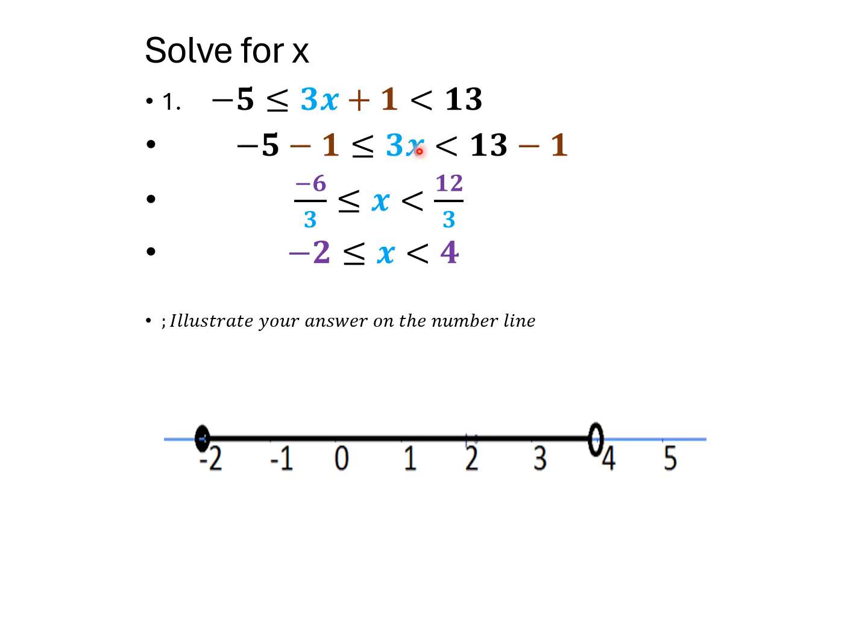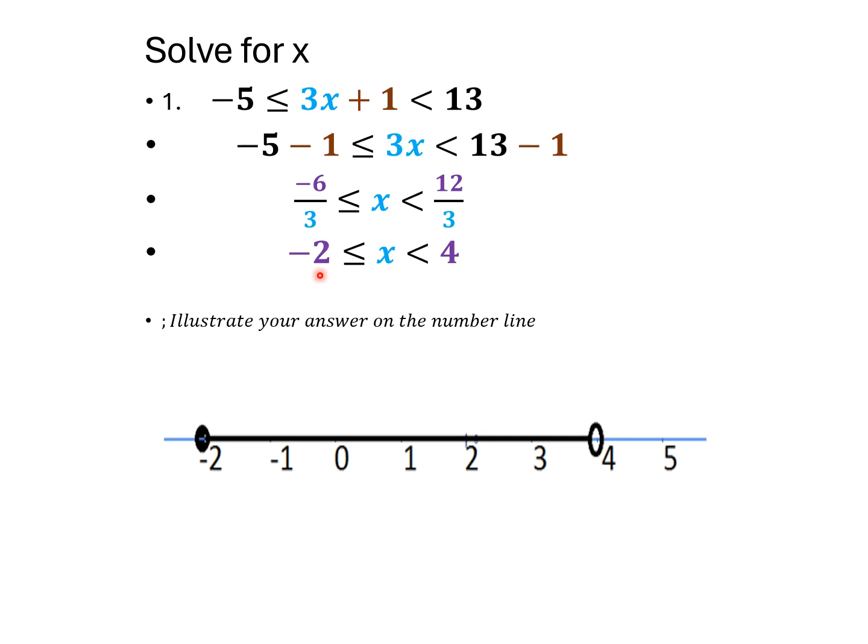Right, so how do I get rid of multiplication? I use division. So minus 5 minus 1 is minus 6 divided by 3. 13 minus 1 gives me 12 divided by 3. So now I'm left with x in the middle. 12 divided by 3 would give me 4. Minus 6 divided by 3 would give me negative 2.